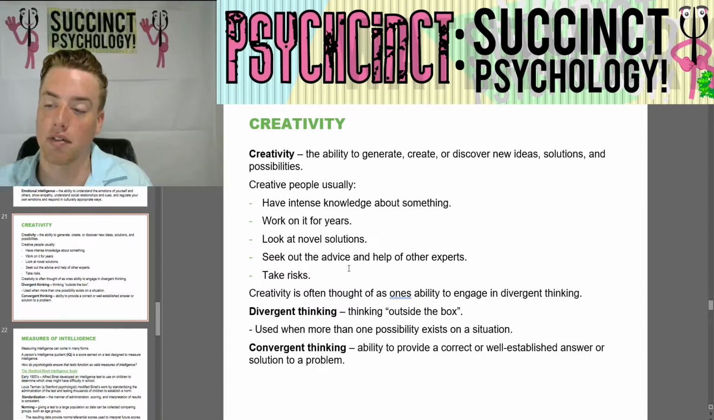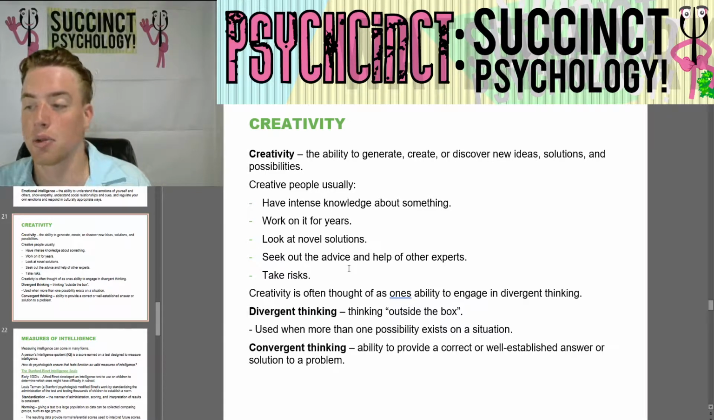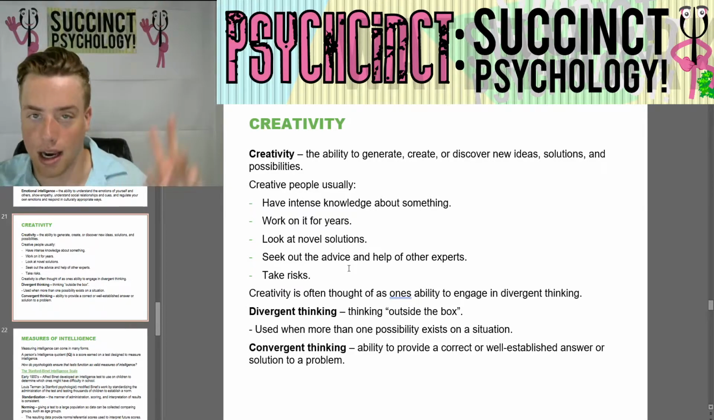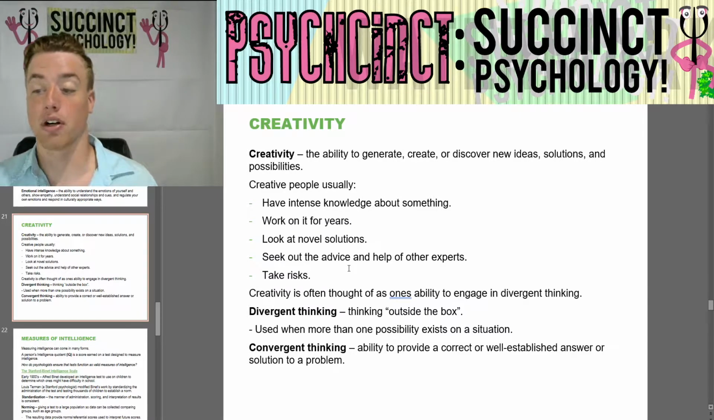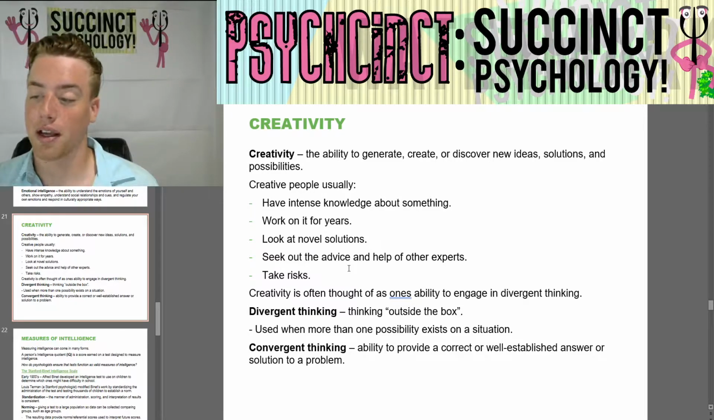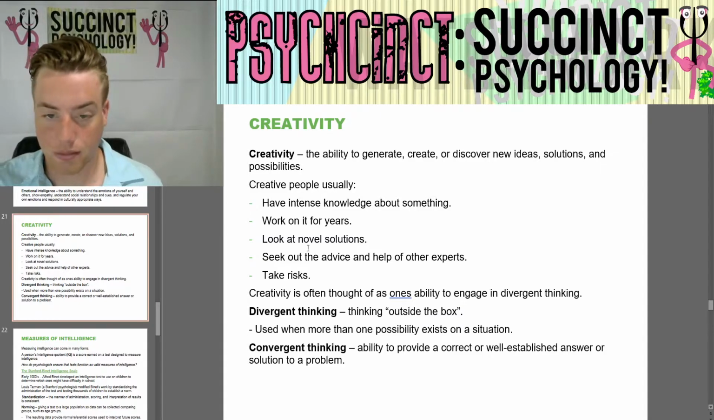Creativity is often thought of as one's ability to engage in divergent thinking. Divergent thinking is thinking outside the box, used when more than one possibility exists in a situation. Convergent thinking is the ability to provide a correct or well-established answer or solution to a problem.